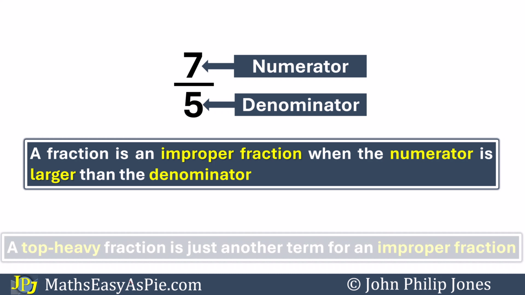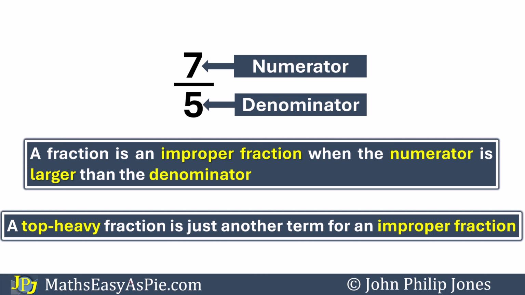Of course, a top-heavy fraction is just another term for an improper fraction. So the 7 over 5 that you're looking at in front of you is an example of a top-heavy fraction because the numerator is bigger than the denominator. And you can think of that, if you like, as the numerator, because it's bigger, is heavier than the denominator, which is lighter. So we say it is a top-heavy fraction.